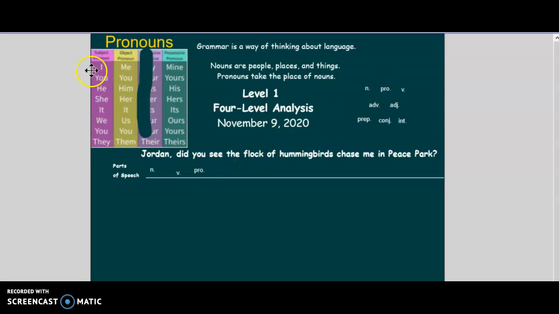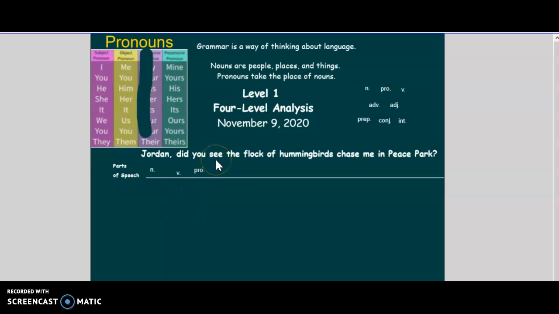Little side note, see how these are in columns of subject pronoun, object pronoun, possessive pronoun. You don't need to know that right now. I just want you to know that it's a pronoun. We can get into whether it's a subject pronoun or object pronoun much later. Right now, just recognize them as pronouns.